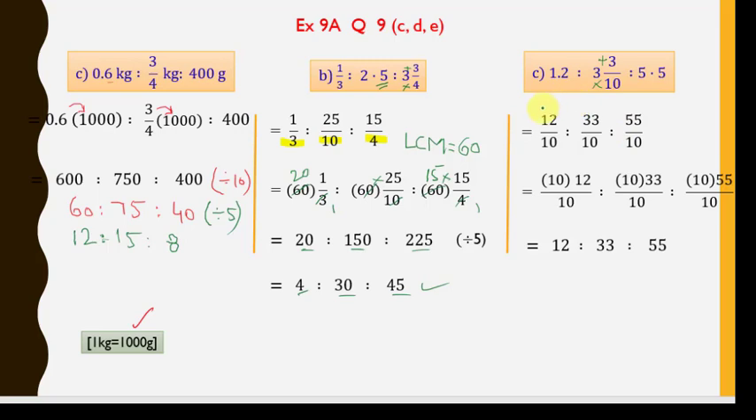Now we have all these 3 fractions, and as you can see the denominator is 10, so the LCM will be 10. So you will multiply 10 with all these fractions. This is what we have done over here. So 10 will be cancelled by 10, we have 12. This 10 will be cancelled by 10, we have 33, and here we have 55. Now as they cannot be further simplified, so that will be our answer.